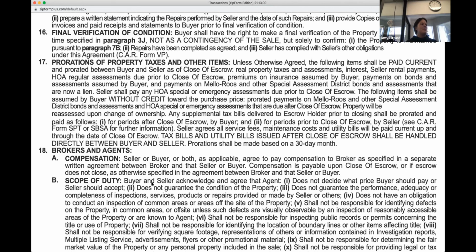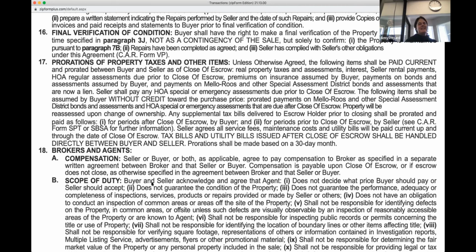You can take them to small claims court. You can try to delay, but you can take them to small claims court if the repairs aren't done, or the property was damaged. We can still close escrow, but they don't have the right to back out at that point.